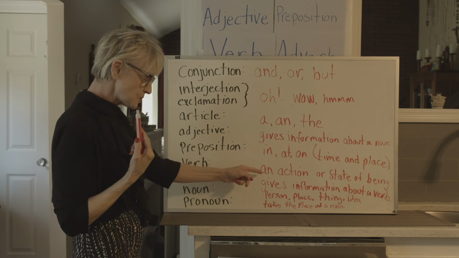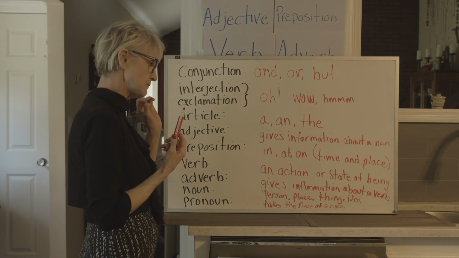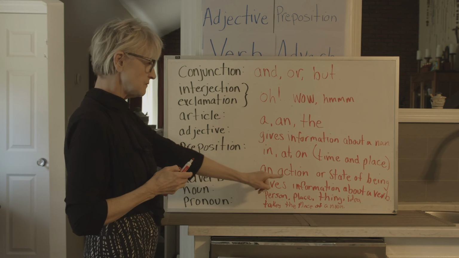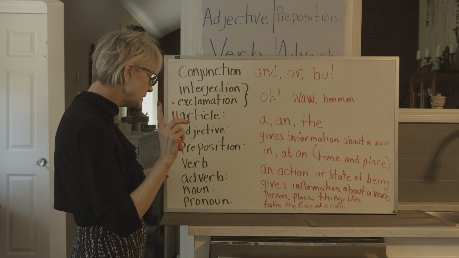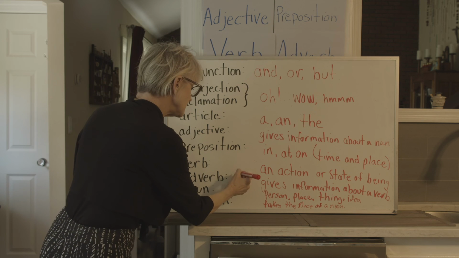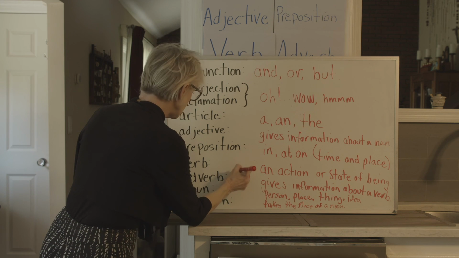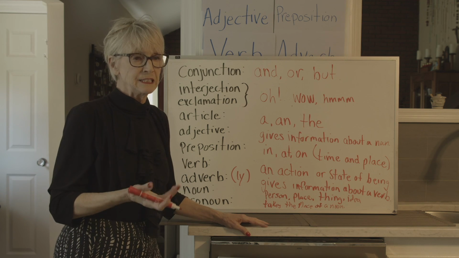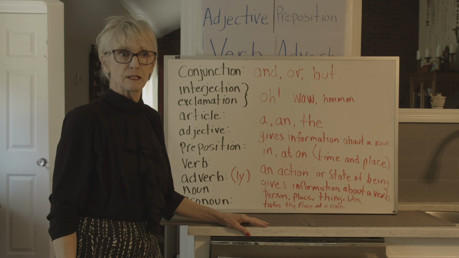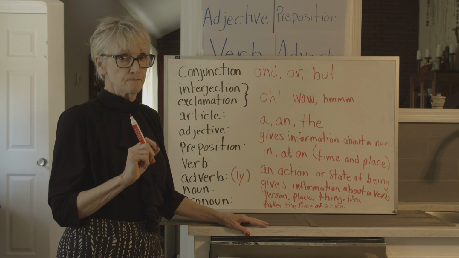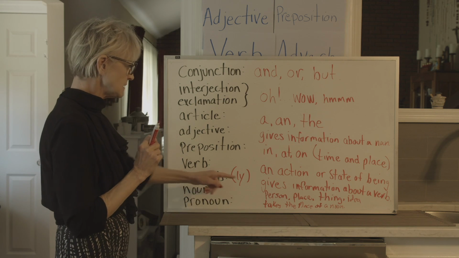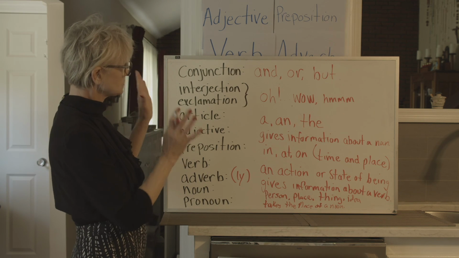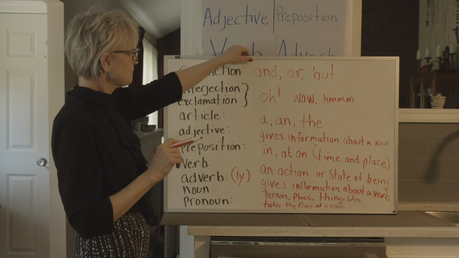A verb is an action or a state of being. We talk about verbs a lot. There are two types, regular and irregular. An adverb gives information about a verb. Usually an adverb ends in ly, but not always. Quickly, rapidly, hurriedly. Can't think of any right now, but it's not a 100% rule. Okay? Noun is a person, place, thing, or idea, and a pronoun takes the place of a noun. Those are the parts of speech. Okay? Great.